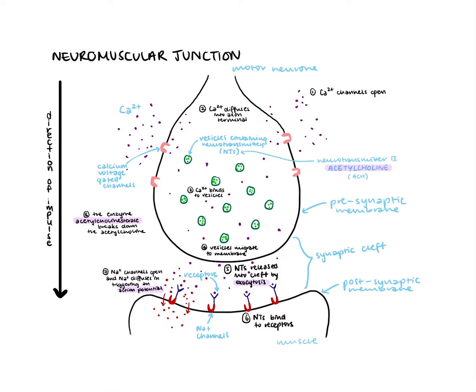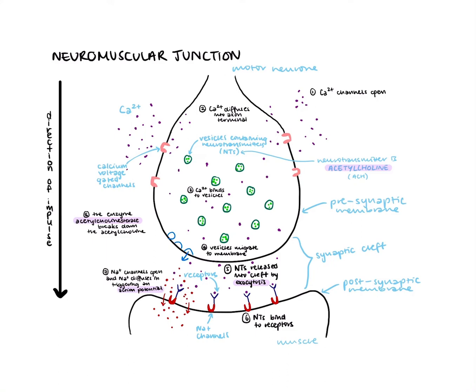Because calcium ions have bound to the vesicles, the vesicles will then migrate to the presynaptic membrane of the axon terminal, and the neurotransmitters will be released into the cleft by exocytosis, where the vesicles fuse with the membrane and create a little gap inside. Actually, I can draw this. They fuse like this, and then it creates a gap, allowing the neurotransmitters to leave. So acetylcholine is released into the synaptic cleft, which is essentially the gap between the two different sides. In this case, the gap between the motor neuron and the muscle, the effector cell.